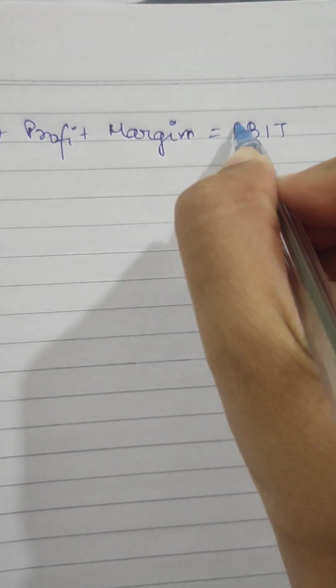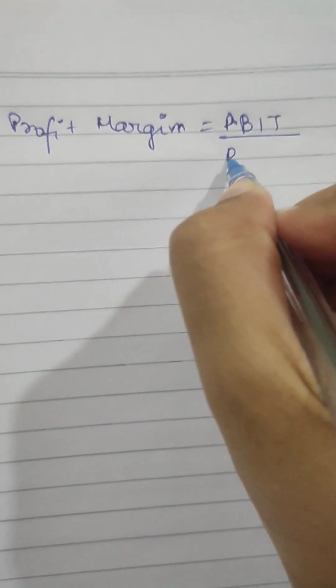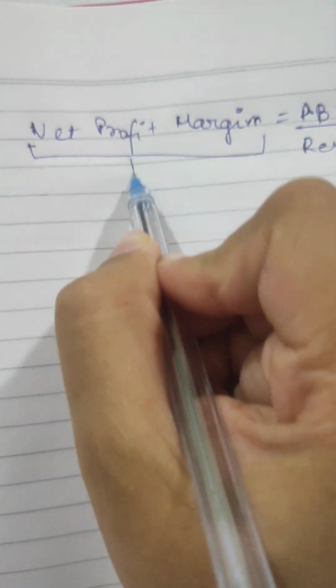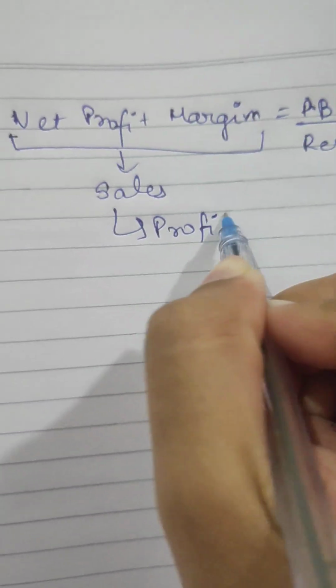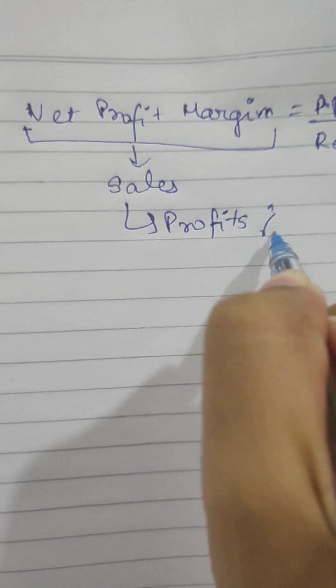Net profit margin is equal to profit before interest and taxes upon revenue, multiplied by 100. What is net profit margin? We calculate net profit margin to see the amount of sales that has converted into profits for our businesses.